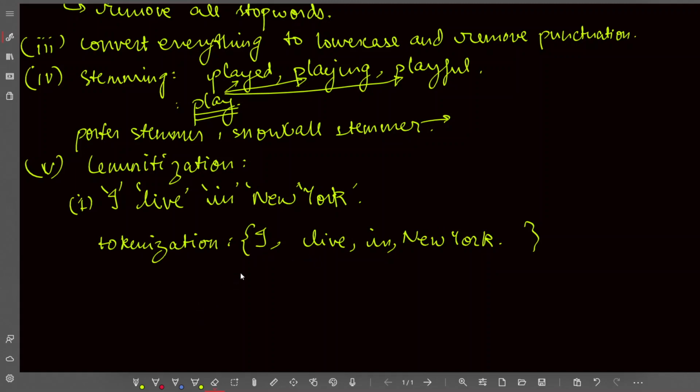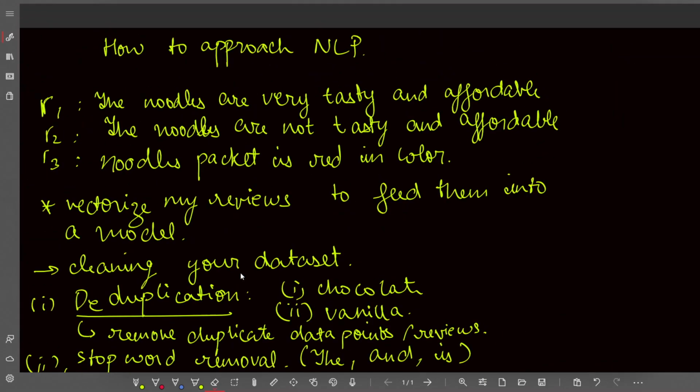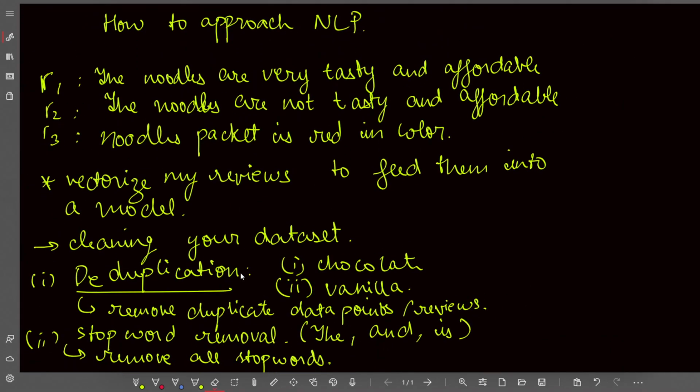So this is what the general natural language processing workflow is about, how you clean your data. In the next few videos, I'll explain how to actually vectorize the data and the different techniques that we use to vectorize the data.